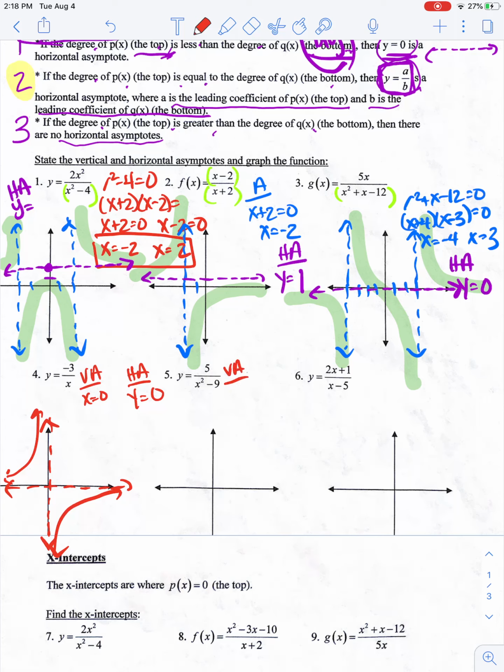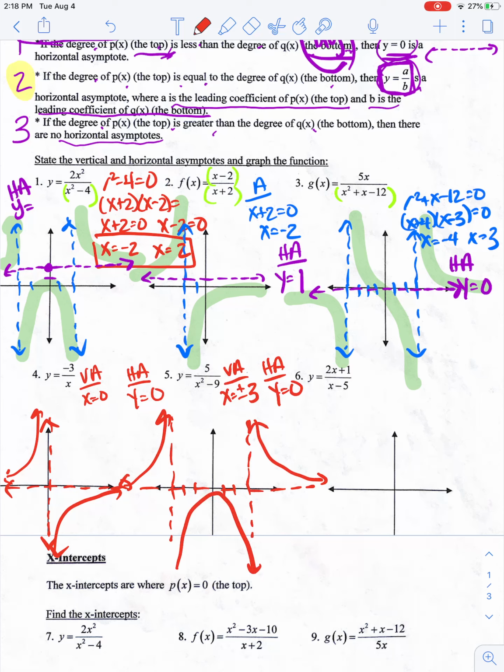Vertical asymptotes, if I take the bottom and set it equal to 0, that's going to be x plus 3, x minus 3. So that's going to solve to x equals plus or minus 3. Horizontal asymptotes, the bottom degree is bigger, so it's going to be y equals 0 again. So I have verticals and a horizontal at 0. And then I graph him on my calculator, and he does a little bit of this.